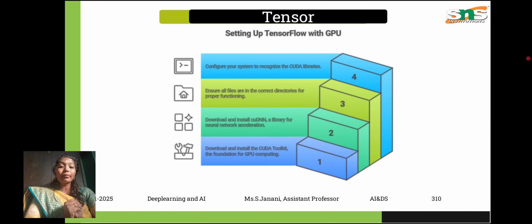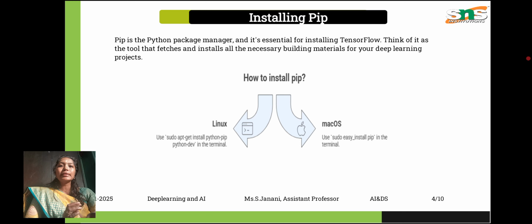The basic requirements for GPU setup are: an NVIDIA GPU that is CUDA enabled, a compatible NVIDIA driver, the CUDA toolkit, the cuDNN library, Python with pip, and GPU-supported versions of TensorFlow. The first step is to check GPU availability, to ensure the system has an NVIDIA GPU that supports CUDA, for example the RTX series.